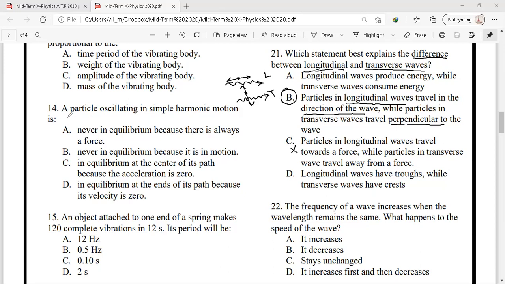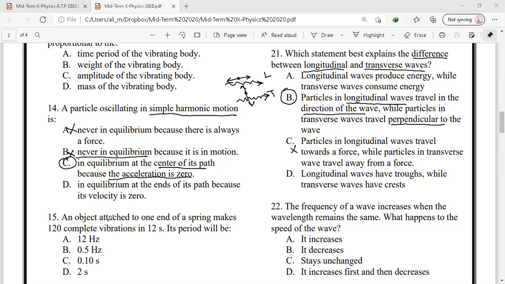Question number 14. A particle oscillating in a simple harmonic motion is never in equilibrium. That is a wrong answer because at the mean position, the particle is in equilibrium. Option B, never in equilibrium. This is a wrong answer because, as I said earlier, the particle at the mean position will be in the state of equilibrium. It is in equilibrium at the center of the path because the acceleration is zero. That is the correct answer because at the mean position or the center of the path, the particle has zero acceleration. That means the particle is in a state of equilibrium.